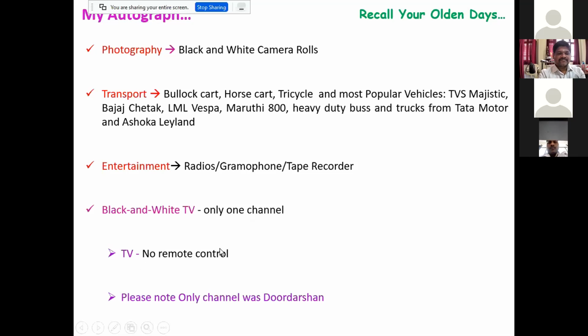Then also you will see, friends, the TV at that time had no remote control. Meaning to change the channel, you have to move near the TV and use the hard buttons, not soft buttons like what you are seeing now. Many things in olden days.